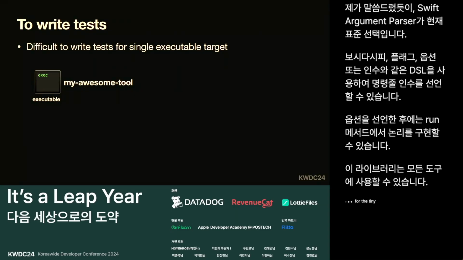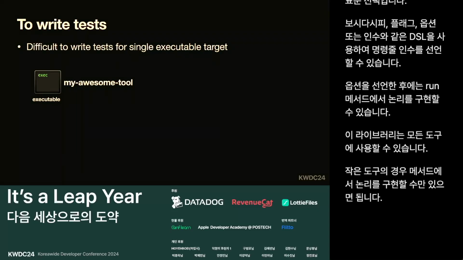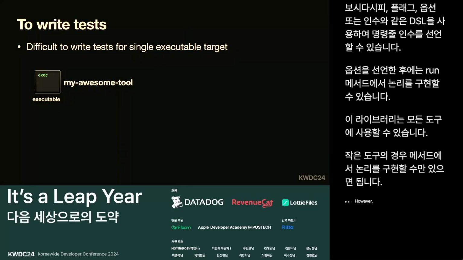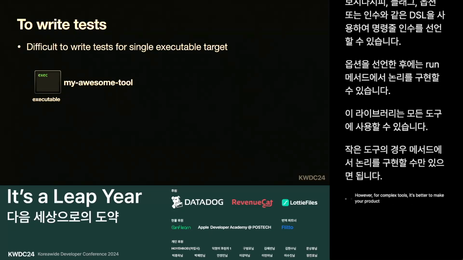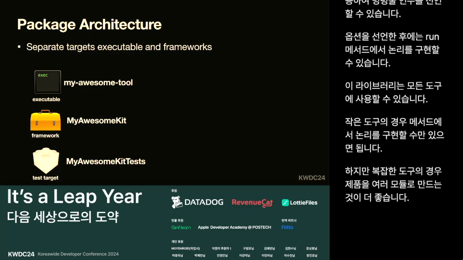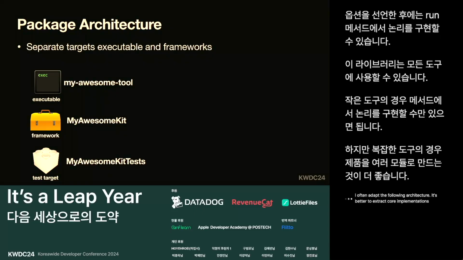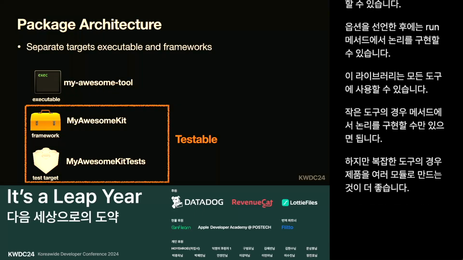For tiny tools, it's enough that you implement logic in the run method. However, for complex tools, it's better to make your product multi-module. I often adopt the following architecture. It's better to extract core implementations into another module.